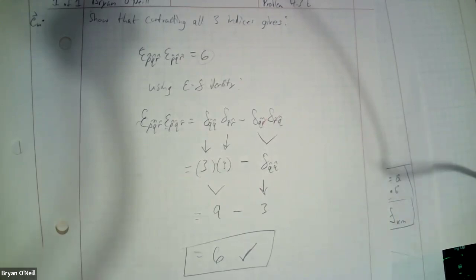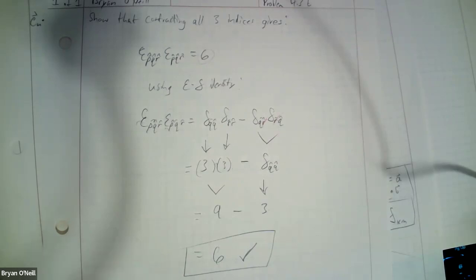Okay, so now we're solving problem 4.3b, which says show that contracting all three indices gives epsilon PQR times epsilon PQR equals 6. So we're going to once again substitute in the epsilon delta identity.